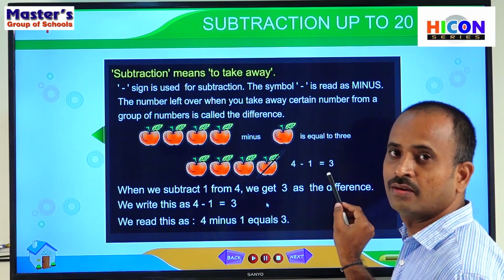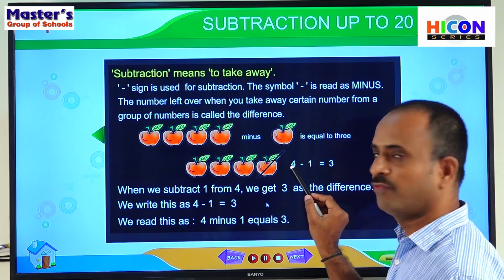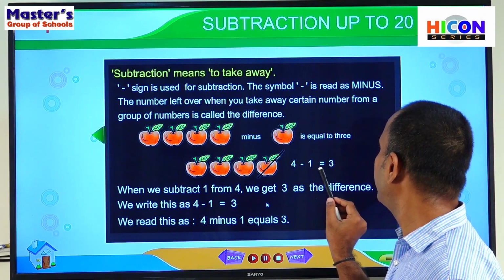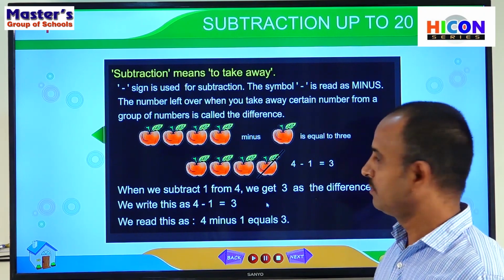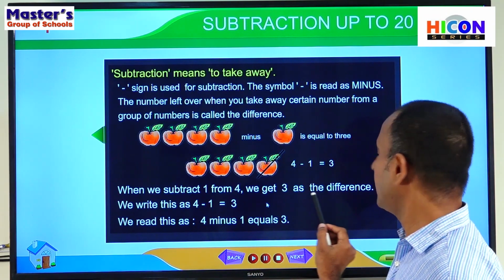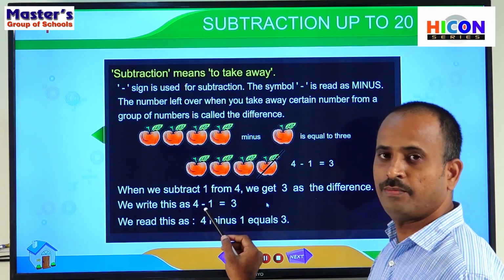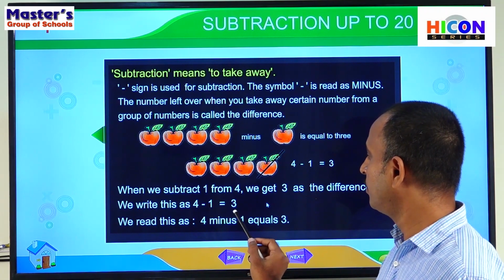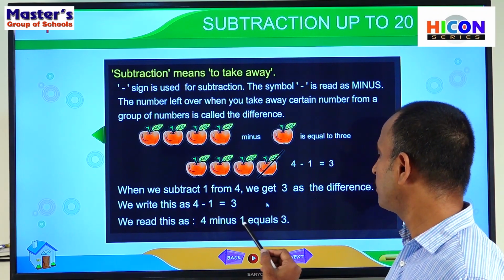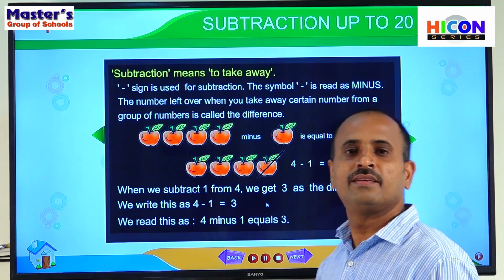This 3 is called difference. So if we subtract 1 from 4, we get 3. The difference of 4 and 1 is 3. When we subtract 1 from 4, we get 3 as the difference. We write this as 4 minus 1 is equal to 3. We read this as 4 minus 1 equals 3. So children, do you understand it?